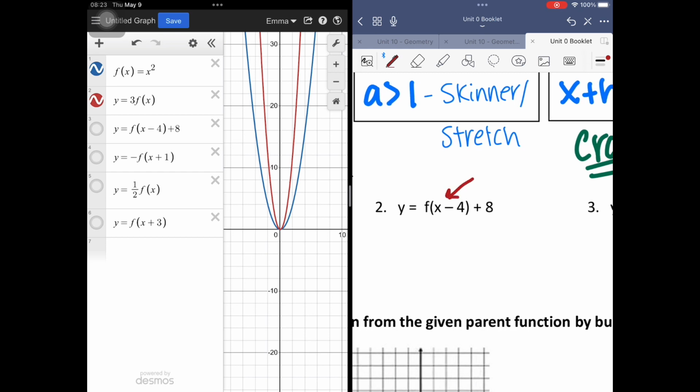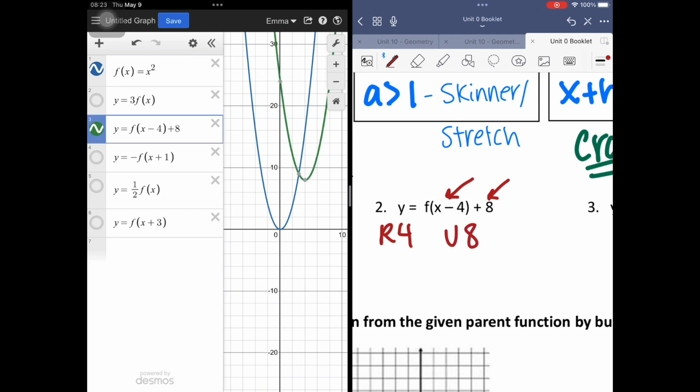Here's our crazy x. Okay, so it looks like it's going to go right 4. And we have this one right here, which is going to be up 8. Let's look. Good. Okay, see? It went to the right 4 and up 8. Perfect.